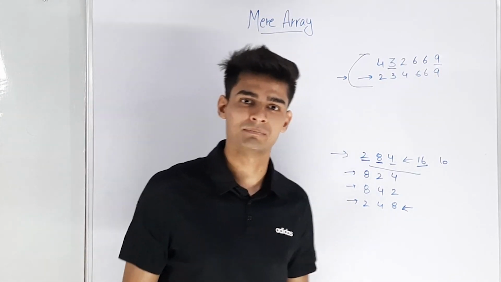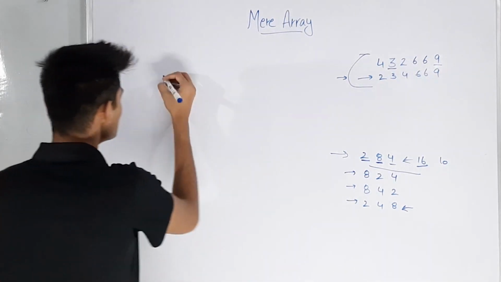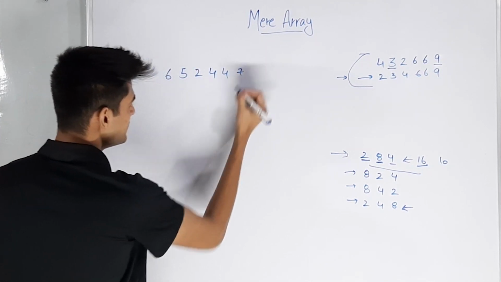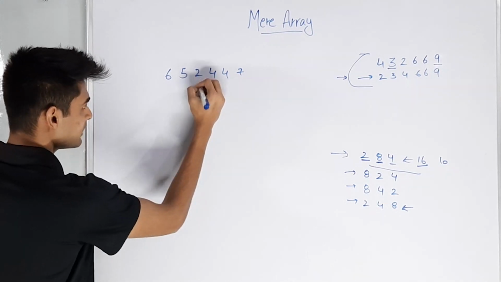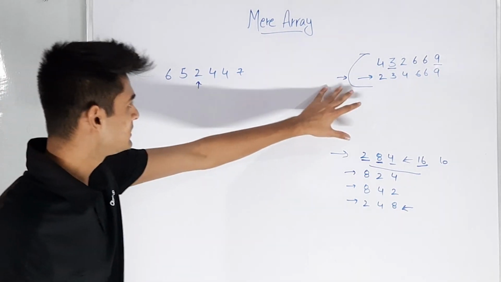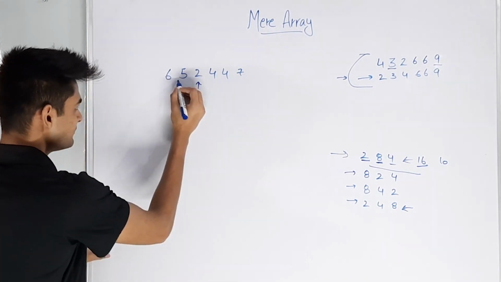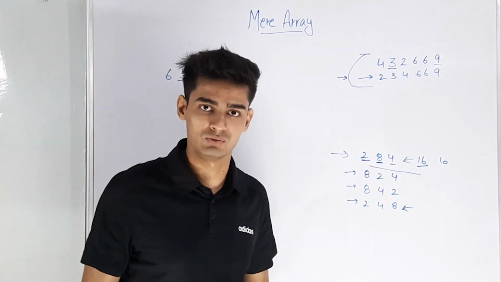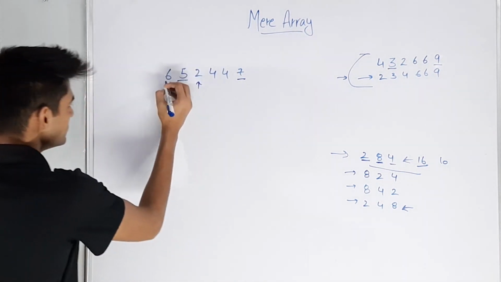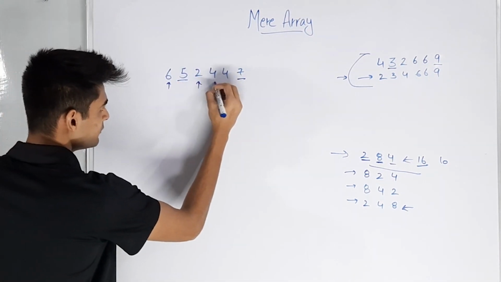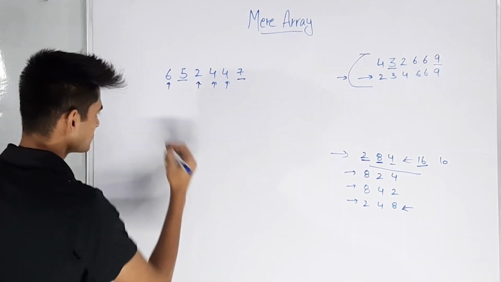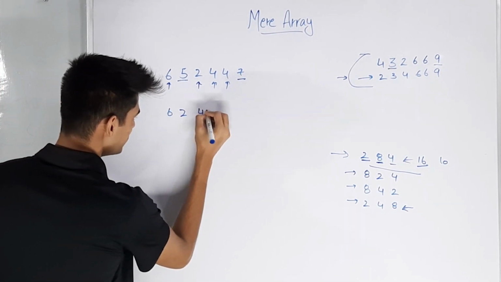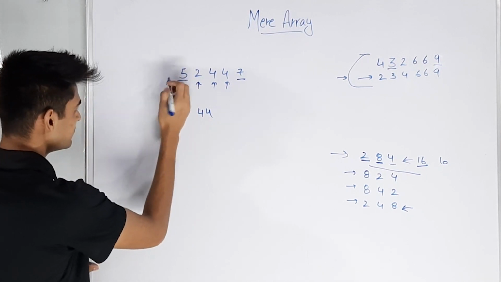Now, let's take a different example. Let's say the new array was 6, 5, 2, 4, 4, 7. Now, we know that the minimum element in this array is 2. And using this approach, we can say that this 5 and this 7 will never be able to replace their positions with any other values. Now, the elements left are 6, 2, 4 and 4. So let's extract them from this array. So the values are 6, 2, 4 and 4, and let's remove them from the array.